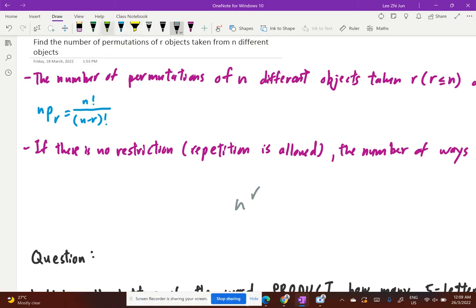Just now you took all the things, but now it's like a letter lotto. You need to pick 3 letters from it and arrange them. So you do not take all the letters, so just nP3. Just like that. So we go to the question.